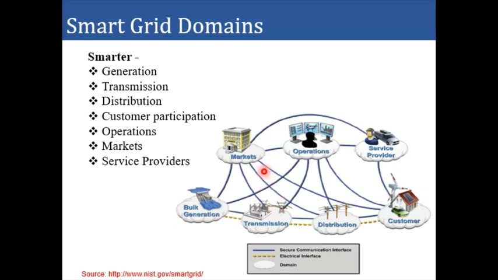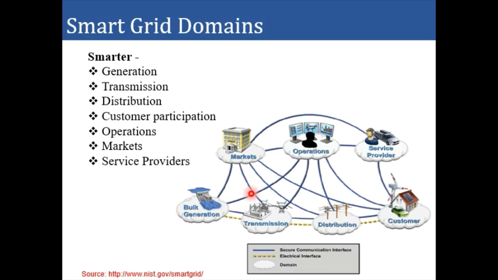So here if you see that there are various communication links between various domains, as well as there are electrical interfaces as well. So electrical interfaces are between generation, transmission, distribution and the consumer, while the communication interface is among all the entities, and there are various links. So you can see the importance of communication is more in case of smart grid domains.